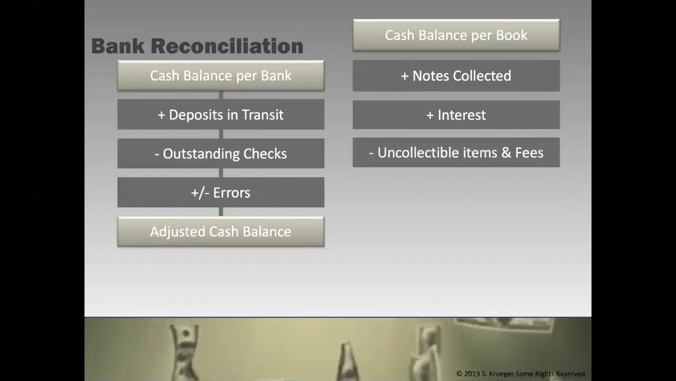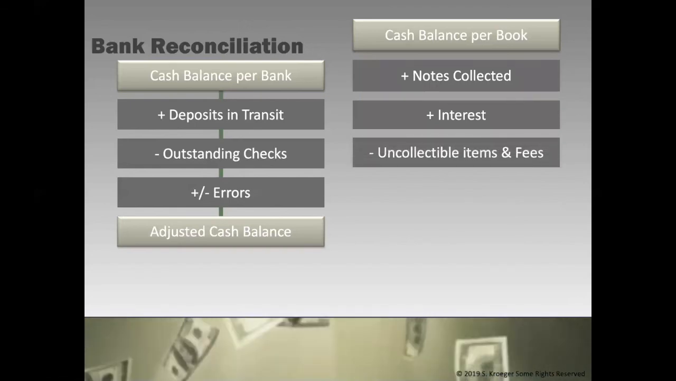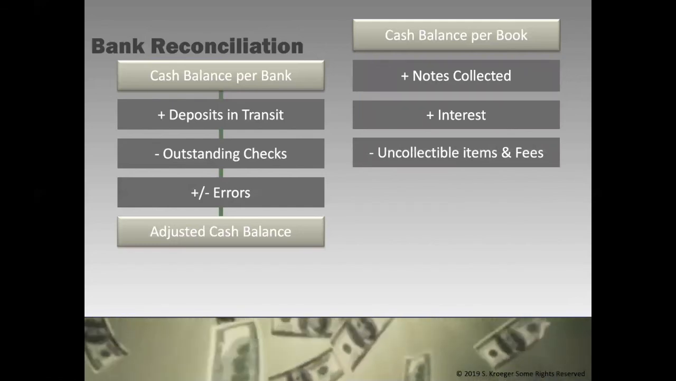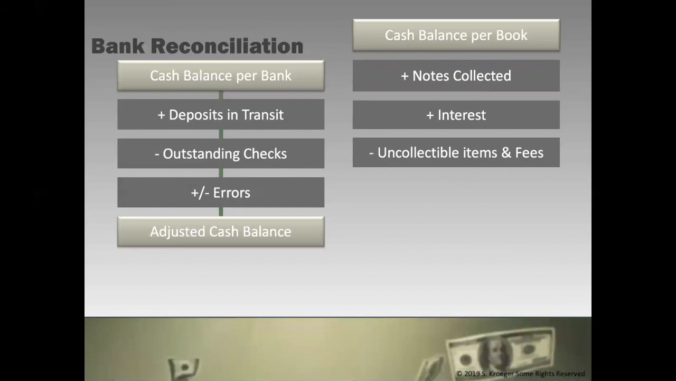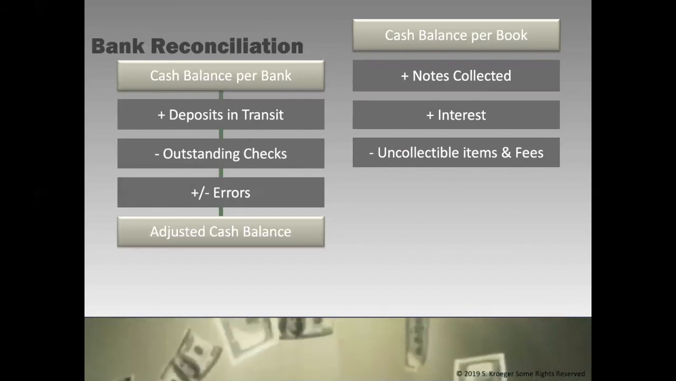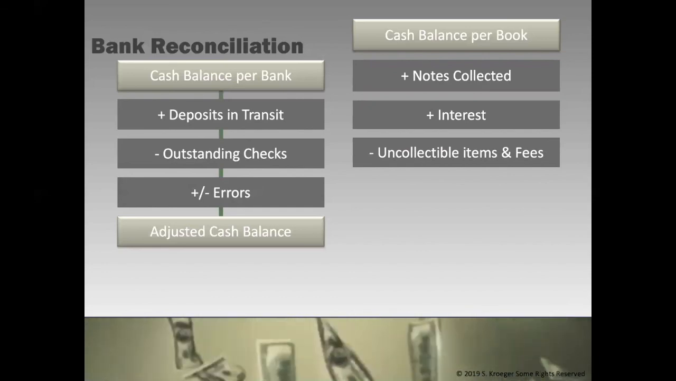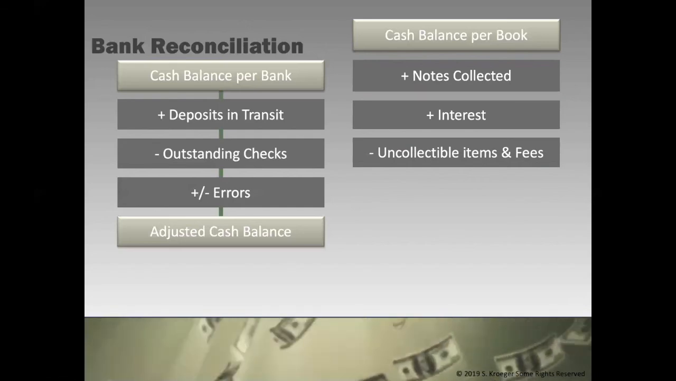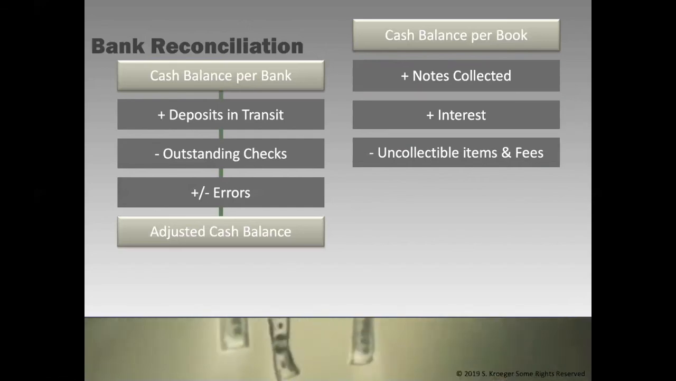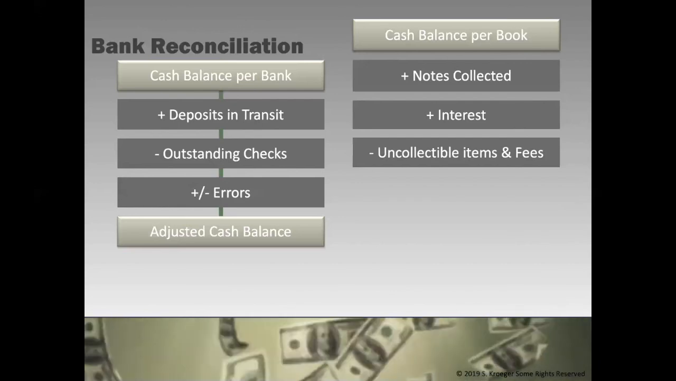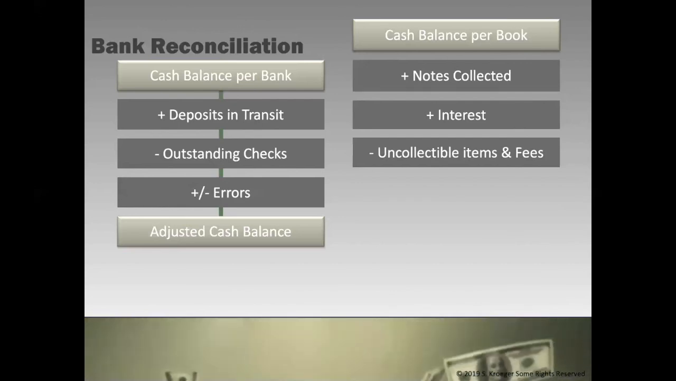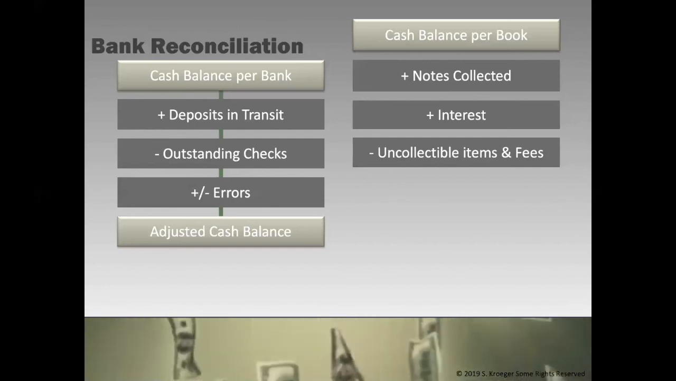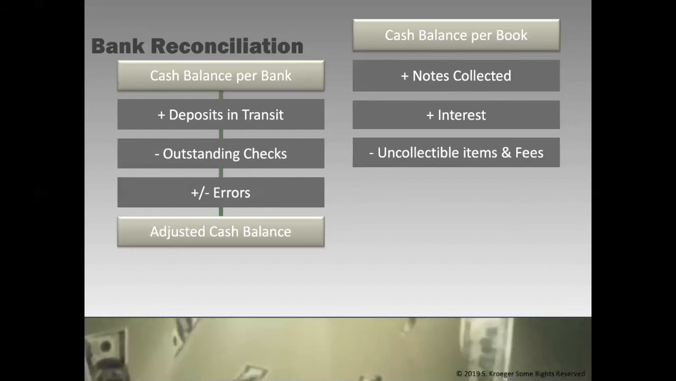Any uncollectible items and fees would be subtracted from your book balance. If we had deposited a check and it didn't clear, that means it was then taken back out of our account, so we would have to update our books to show that. Also, if the bank charges a fee for anything, it could be a monthly fee, it could be a fee for having a bounced check, whatever the reason is, once we see the fee on the bank statement, we have to also subtract that from our general ledger cash account to update it. Really, all we're doing here is updating accounts.